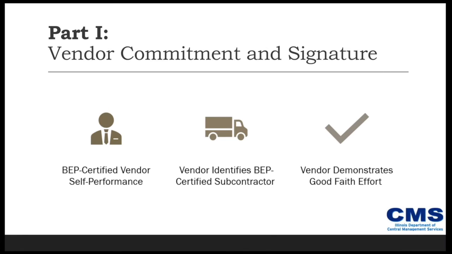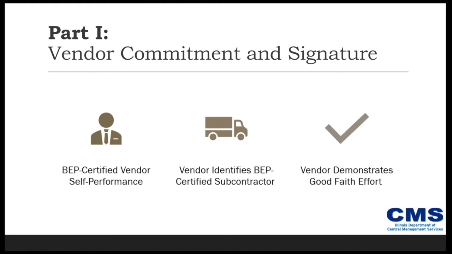After you've completely read and familiarized yourself with the terms and conditions of the U plan in Part 4, you are ready to identify the options for Part 1, vendor commitment and signature. How will you meet the goal? Well, you can choose one of these options. The prime bidder is BEP certified and will self-perform to fulfill the goal, or the prime bidder identifies a BEP certified subcontractor or multiple subcontractors to satisfy the goal.